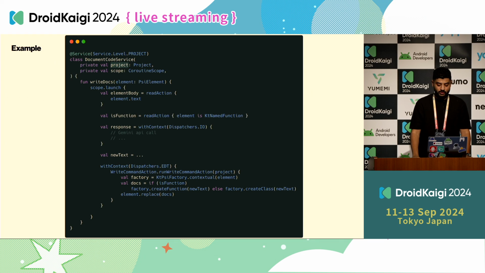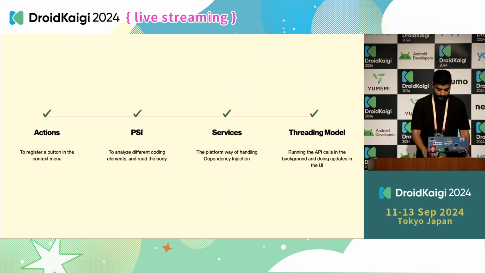Then we use the scope to launch a new coroutine and execute a read action. This is a WARA, write-allowing read action, a suspend function that may try multiple times until the read is successful. Next, I switch the context to use IO for background tasks, and then switch back to EDT for writing actions. Because as we mentioned, all write operations must be done on the EDT, or main thread.